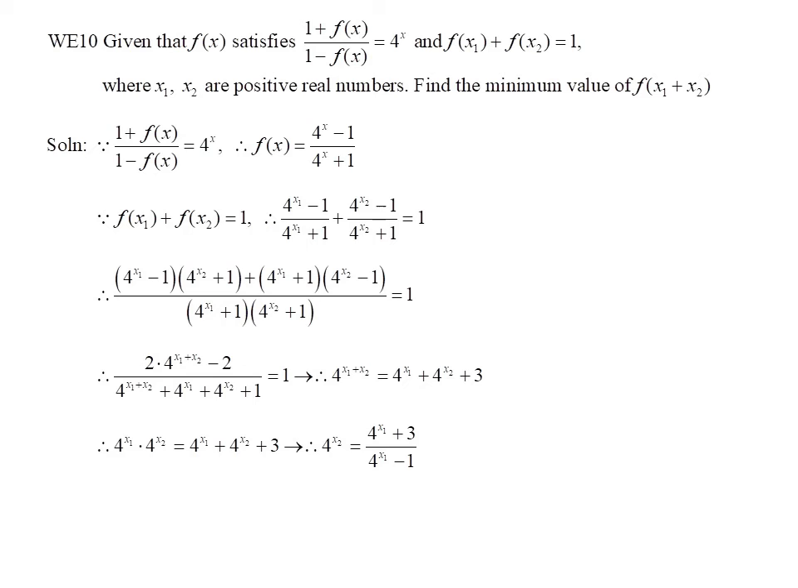On the other hand, as for f(x sub 1 plus x sub 2), we may substitute x sub 1 plus x sub 2 into f(x), and it equals the quotient of 4 to the x sub 1 multiplied by 4 to the x sub 2 minus 1, over 4 to the x sub 1 multiplied by 4 to the x sub 2 plus 1.